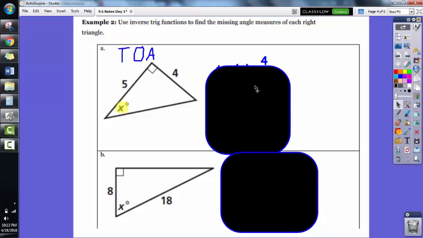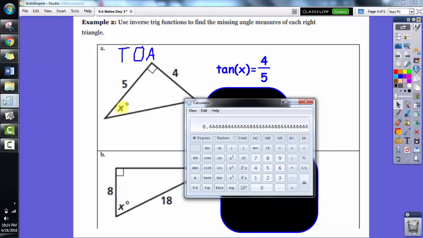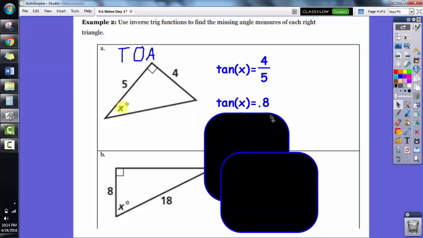So to set up an equation, first we start with the normal trig function. The tangent of angle x equals opposite side, which is 4, over adjacent side, which is 5. Okay, then you can go ahead and simplify. 4 divided by 5, you all should know this, 0.8. So then the tangent of angle x still equals 0.8. We haven't quite used the inverse yet.